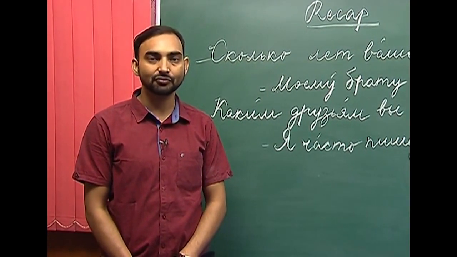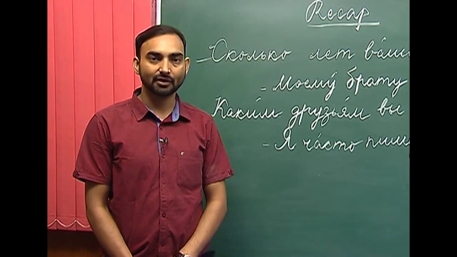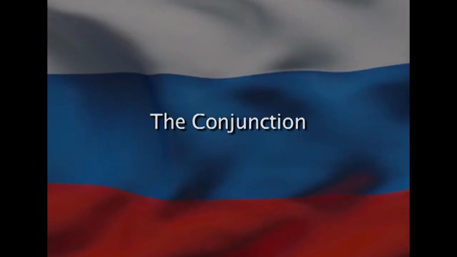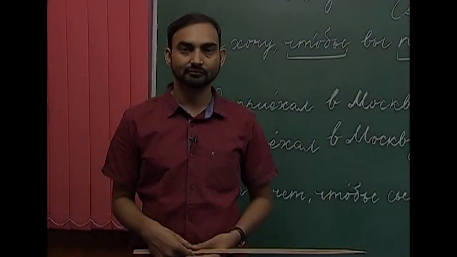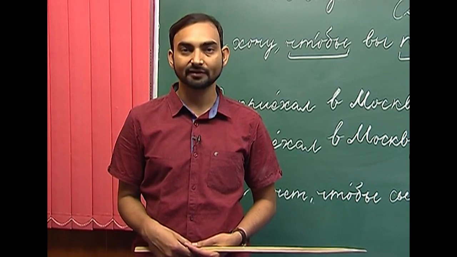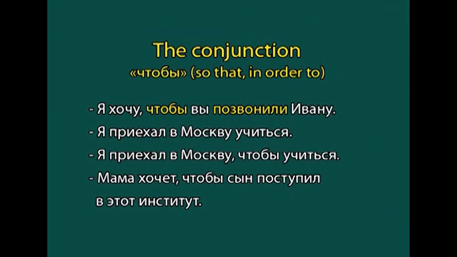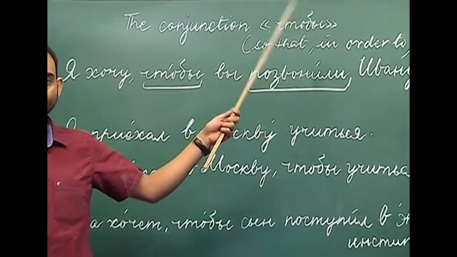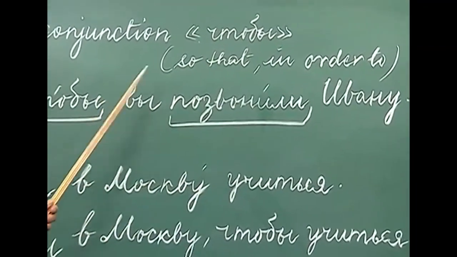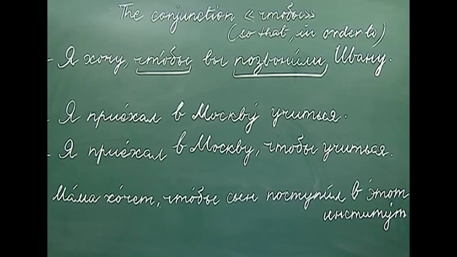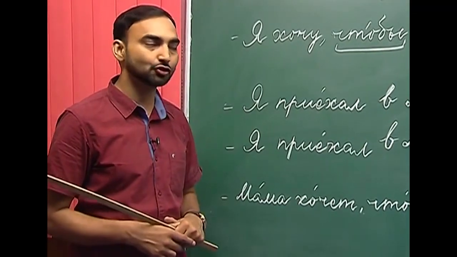We will now move on to the topics that we are going to cover in this lesson. We will start the lesson with the conjunction чтобы, which means so that or in order to. Although it can be translated in various ways, the main meanings are so that, in order to. Let us look at some examples where we have used the conjunction чтобы.